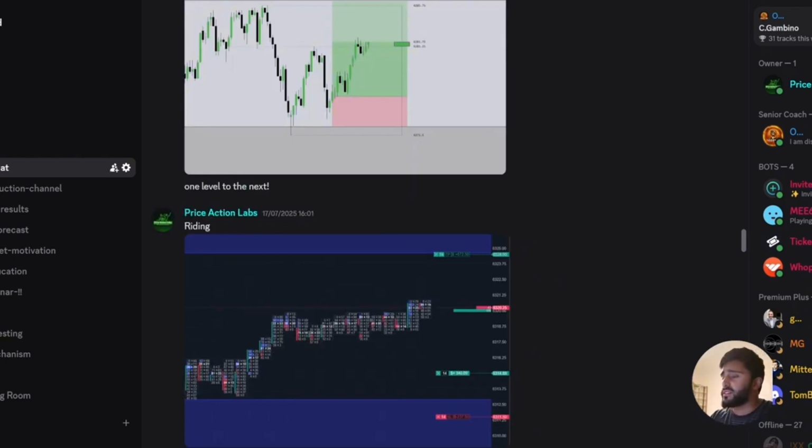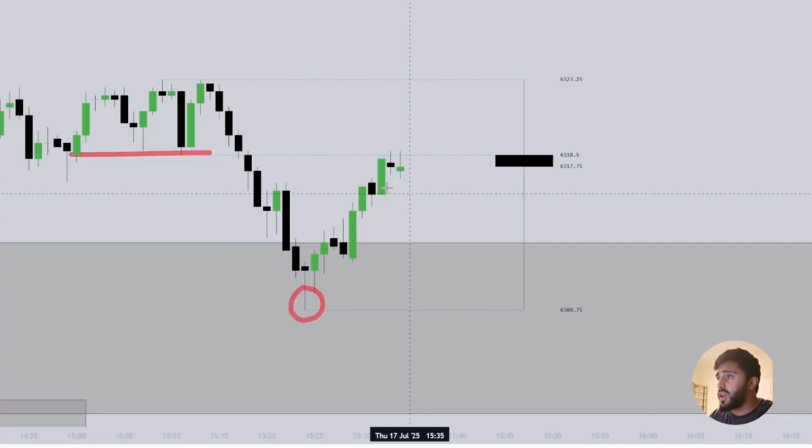So how would I have taken this trade if I was physically taking it? I personally would not want to enter when we're at the 10 a.m.